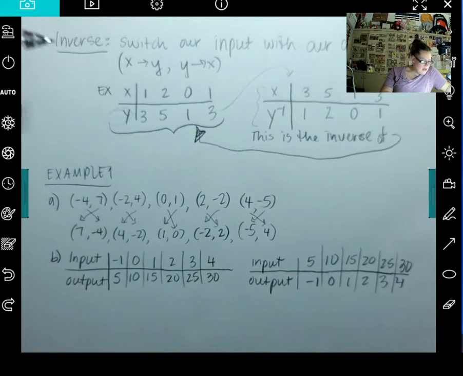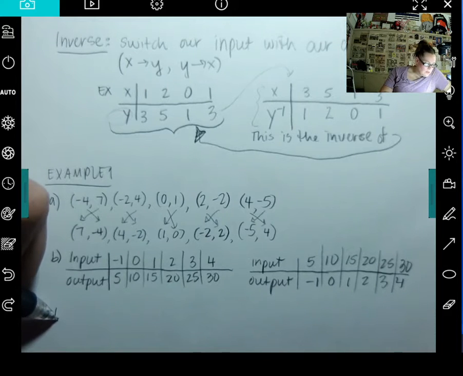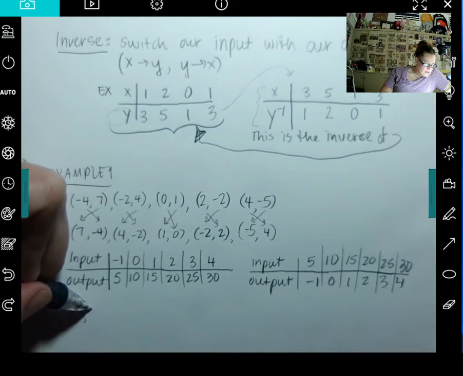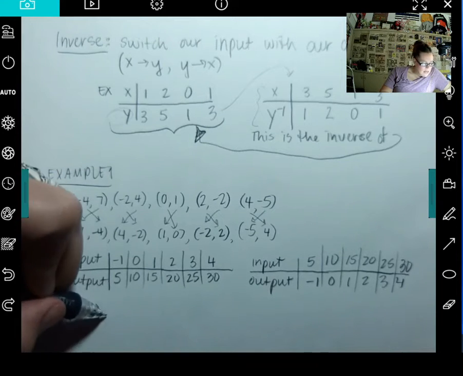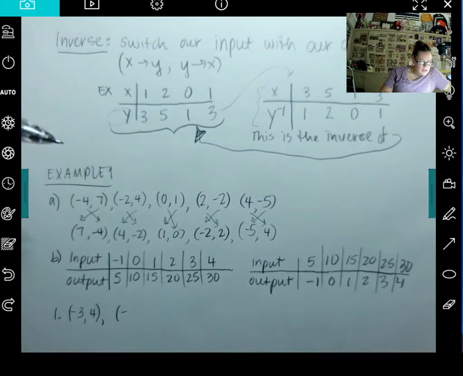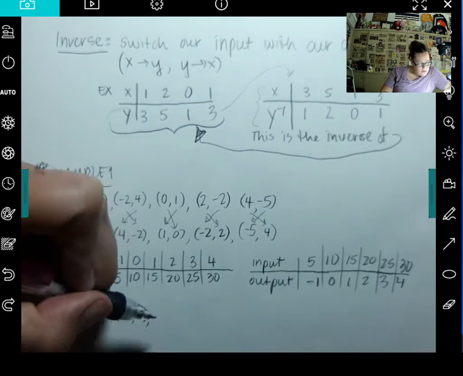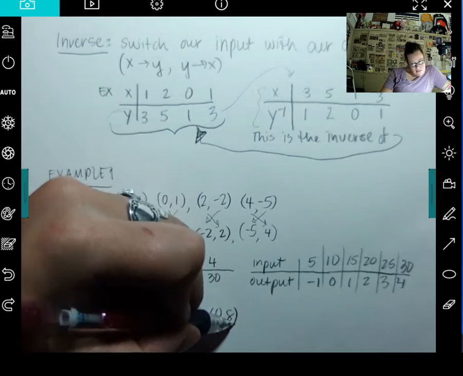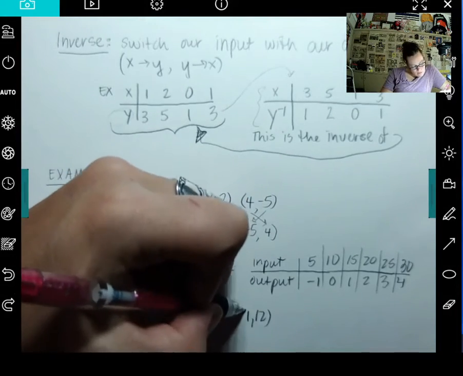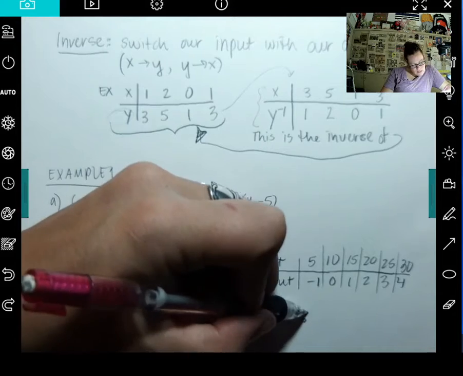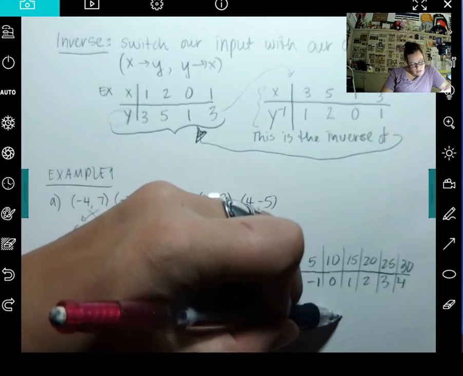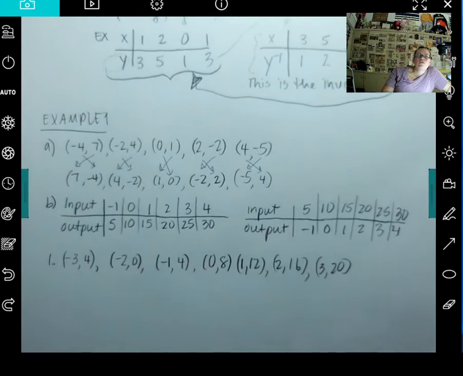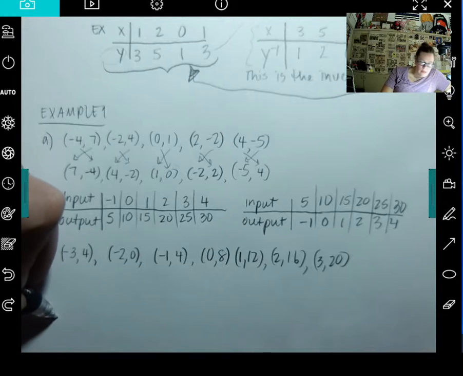If I asked you guys to look at problem number 1, it is another set of points, and it asks you to take the inverse of these points. So -3, 4, -2, 0, -1, 4, 0, 8, 1, 12, 2, 16, and 3, 20. So if you took those points and wrote an inverse, there's going to be a second problem.